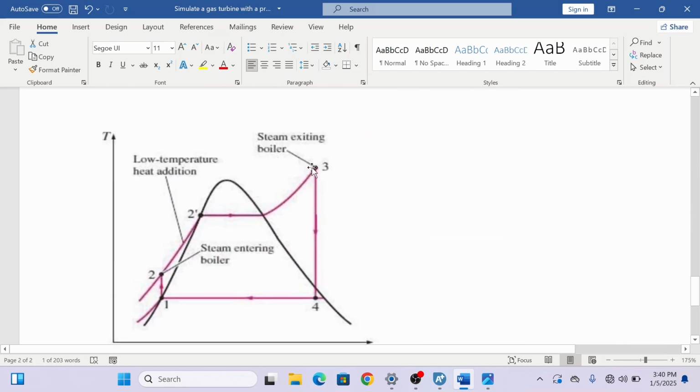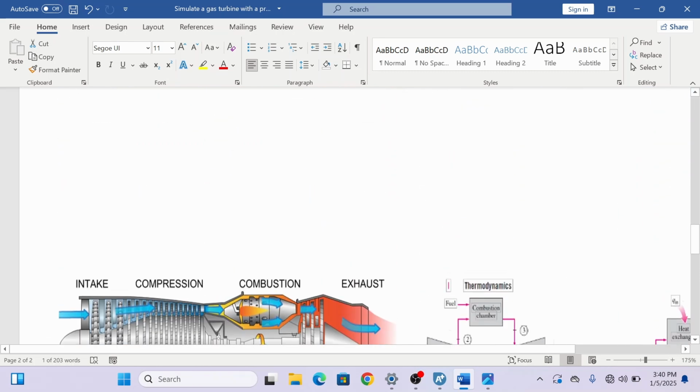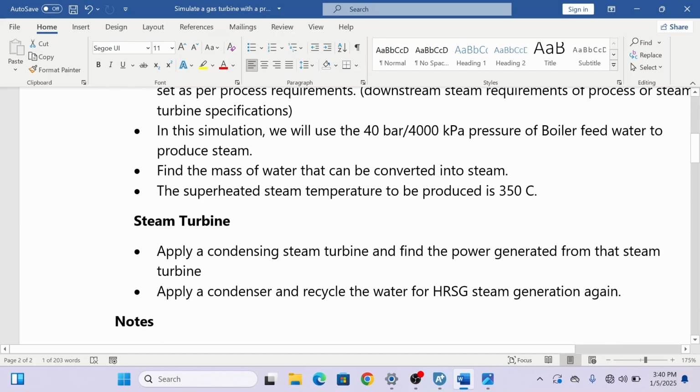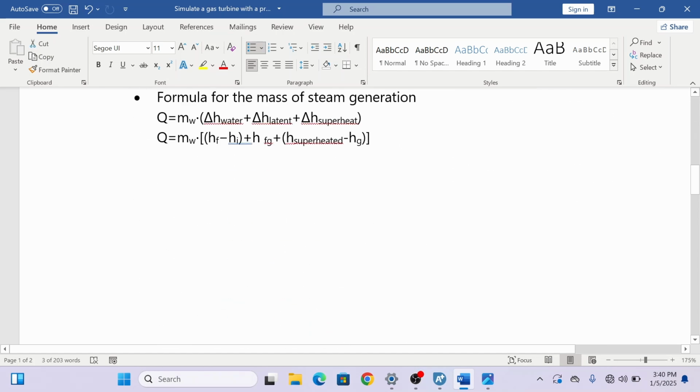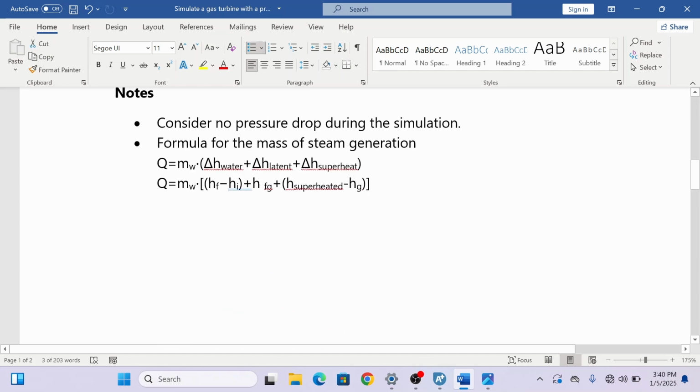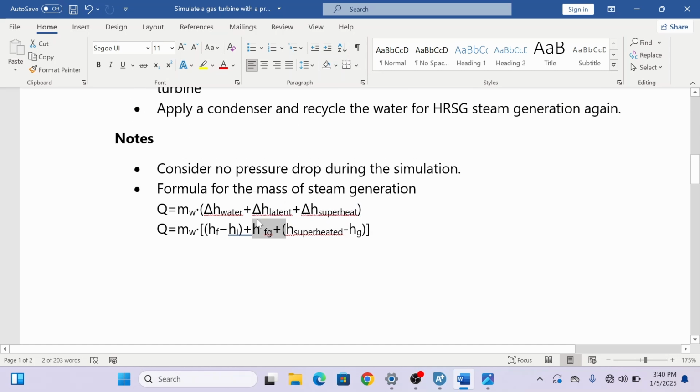So up to any point, or up to any temperature, if you define the temperature, I have defined the temperature because I want to produce steam at 350 degrees C. All these values you will find from the steam table. Just go to the saturated steam table, find the HF value by going into the 40 bar row of the steam table, and from there also find this HG value.